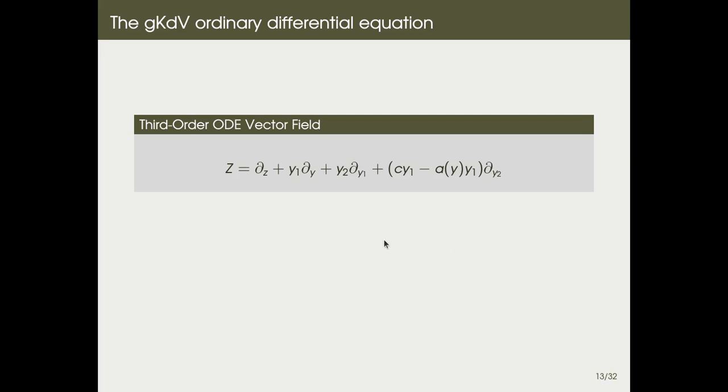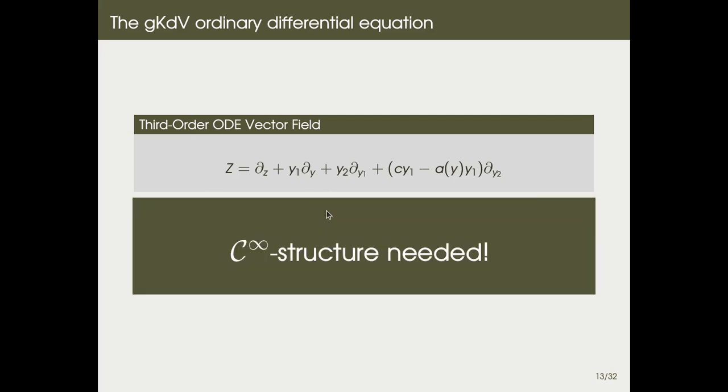So, coming back to our original problem, we have the gKdV equation, we have the ODE for the traveling waves, and we have the associated vector field S-Gamma, which is this vector field here. Our next goal is to find a C-infinity structure for this vector field, for the distribution generated by this vector field.